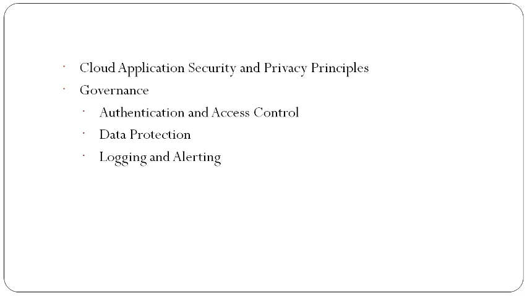You can also see the security and the privacy principles in this cloud model. Security is one of the very, very important, crucial offerings or services provided by the cloud, and also the various governance provided by the cloud architecture. You have the various authentication and access control, you have the protection for the data, and also you have the various logging and the alerting notifications.